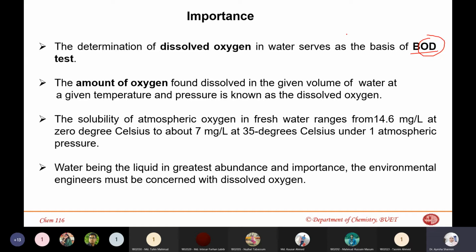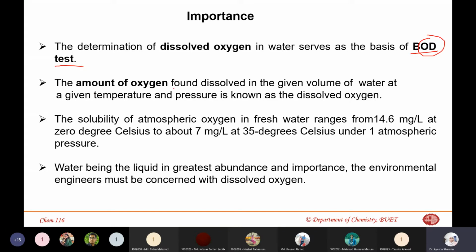And if you can identify that, then you can start to take remediation, remove the excess phosphate or nitrate, do something. So you have to do these tests at different times. The determination of dissolved oxygen in water serves as the basis for the BOD test. The same test you will be doing.